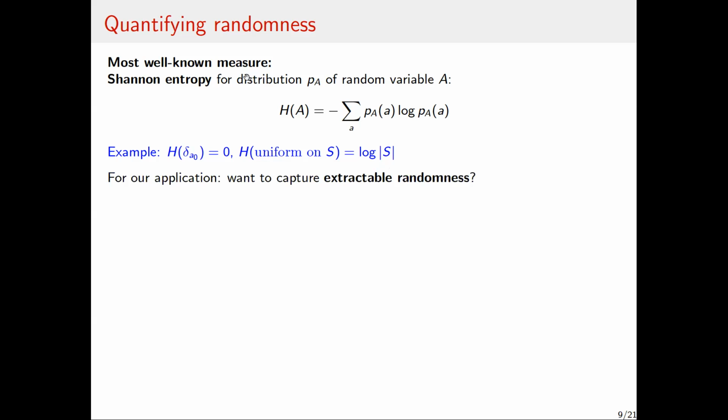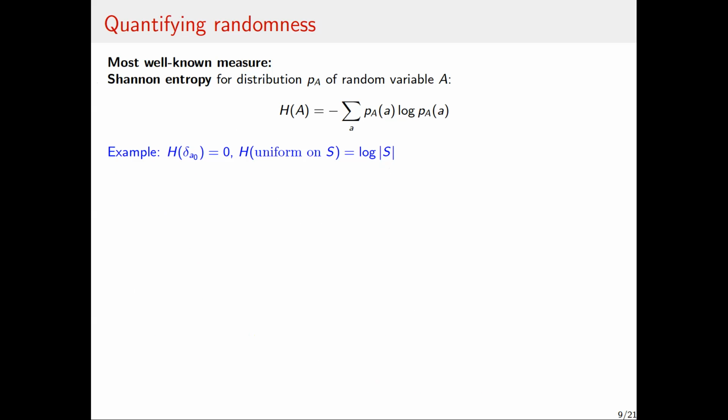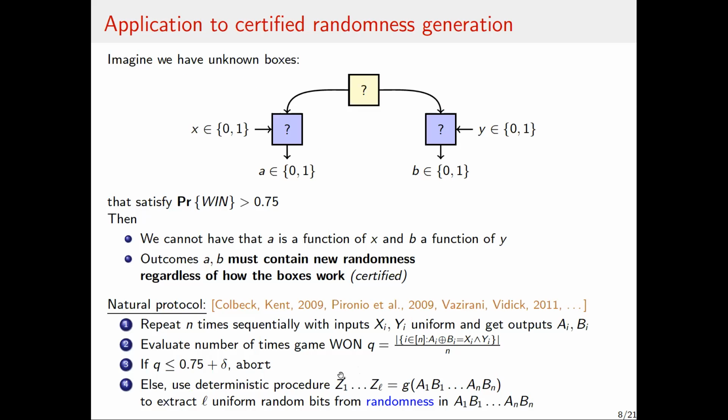Okay, so this is indeed measuring, in some sense, the amount of randomness in a given random variable. But does it really capture the property we want to capture, which is the amount of extractable randomness? Remember, in the last slide, the thing I want to quantify is this L: how many bits of randomness are contained in A1, B1 up to AN, BN.